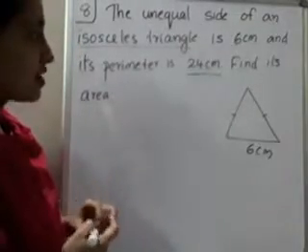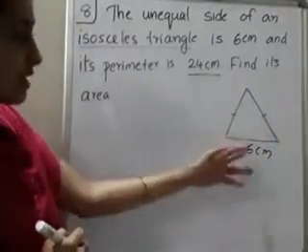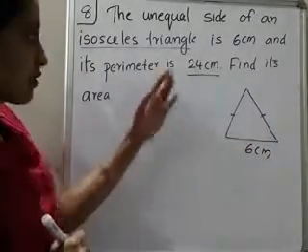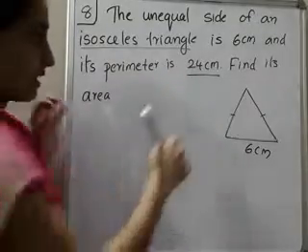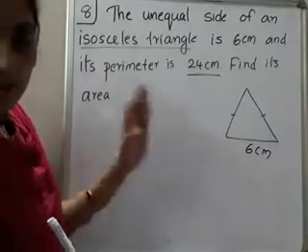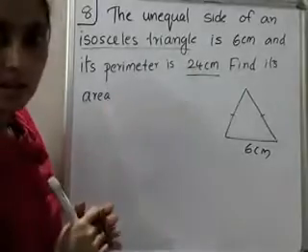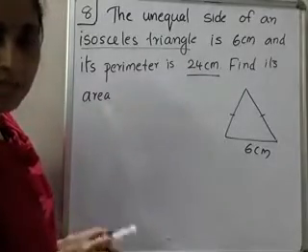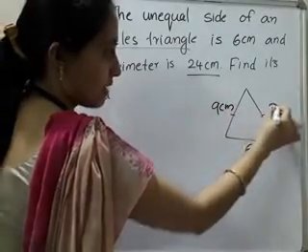The perimeter 24 means adding all the three sides you got 24. And one side is given, that is 6. So that is 24 minus 6. What is 24 minus 6? That is 18. That is, the sum of the other two sides is 18. Both are equal, is it? So each will be what? The sum is 18 and each side will be the same, that is 9 plus 9, is it? So here it becomes 9 centimeter, and here it becomes 9 centimeter.